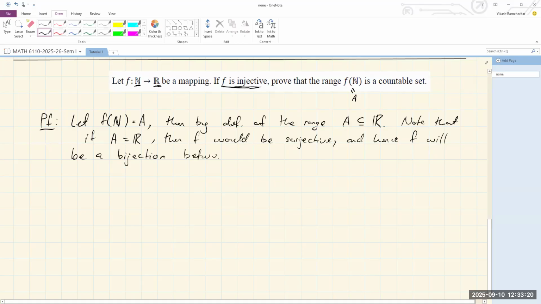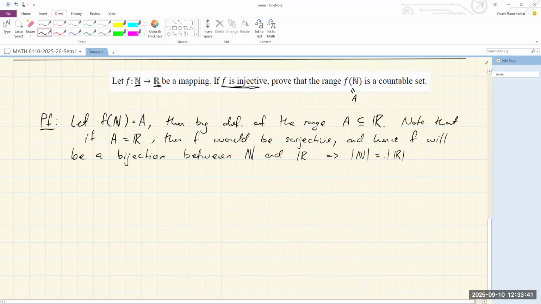between these two sets. f will be a bijection between the set of natural numbers and the real numbers. And that will imply, so if you have a bijective function between two sets, that means that they have the same cardinality.